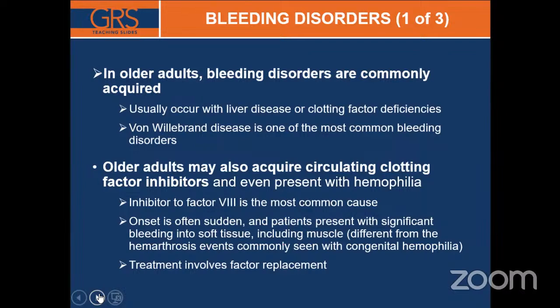In this case, the inhibitor to factor 8 is the most common cause. The onset is often sudden, and the patient presents with significant bleeding in the soft tissue, including muscles. But we have to differentiate this from the hemarthrosis events associated with congenital hemophilia. The treatment in this case involves factor replacement.